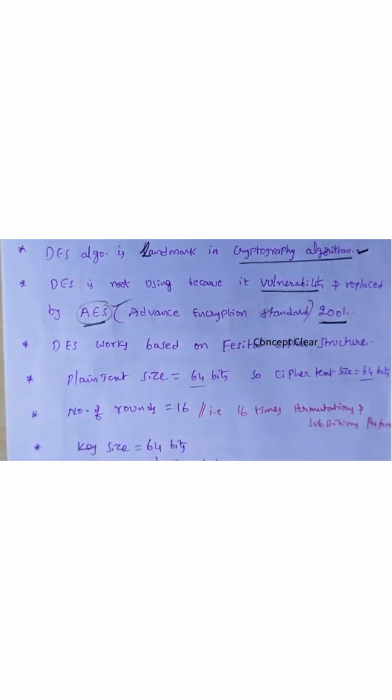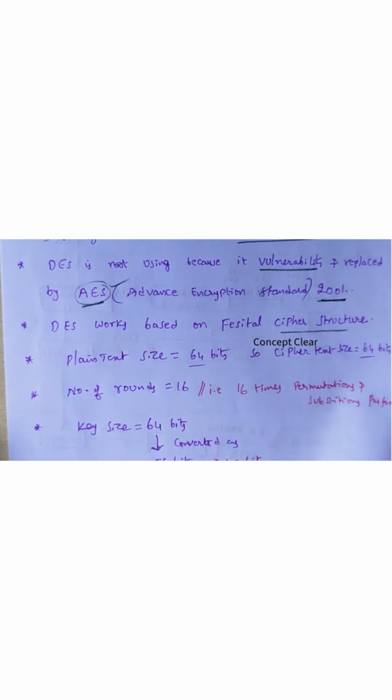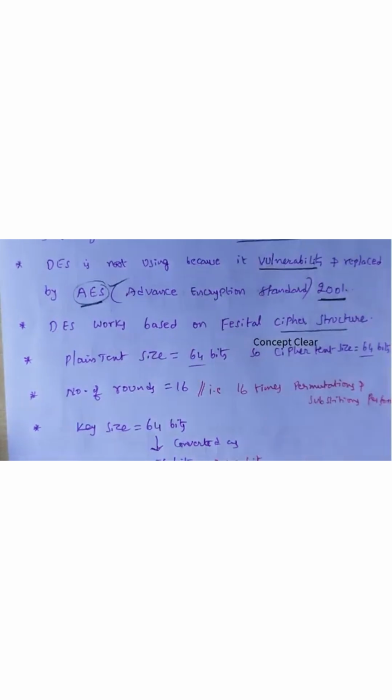Okay, now DES works based on the Feistel cipher structure. What is the meaning of Feistel cipher structure? It means it is a structure.